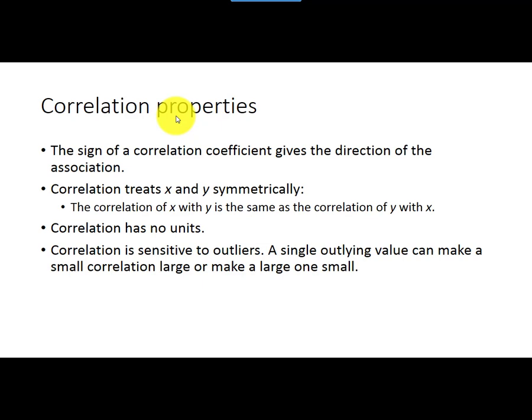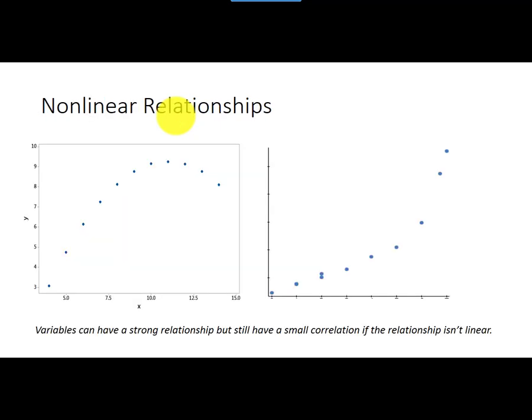And correlation has no units. It simply just measures the strength of the linear relationship. And correlation is very sensitive to outliers.